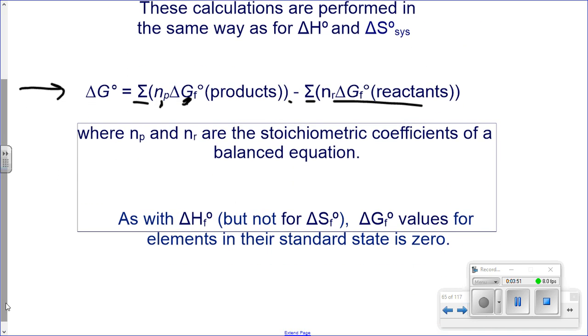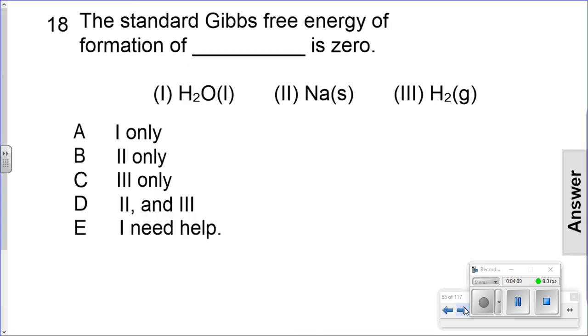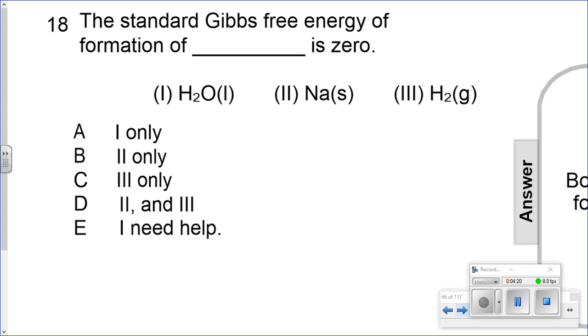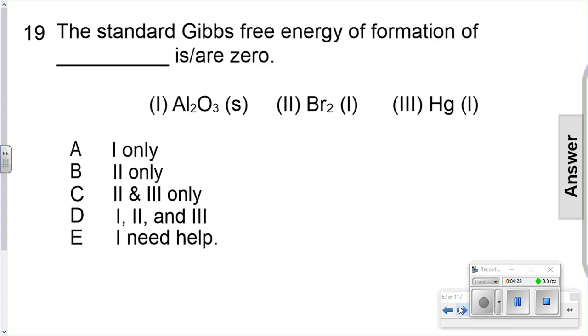And I don't think there's anything new here. Delta G values for elements in their standard states were 0, so we're back to 0. So delta G formation, standard formation for elements, and delta H standard formation for elements are both 0, but not delta S. So the standard Gibbs free energy formation for elements, it looks like it's 2 and 3. So it looks like the answer is D. They're both elements in their standard states.